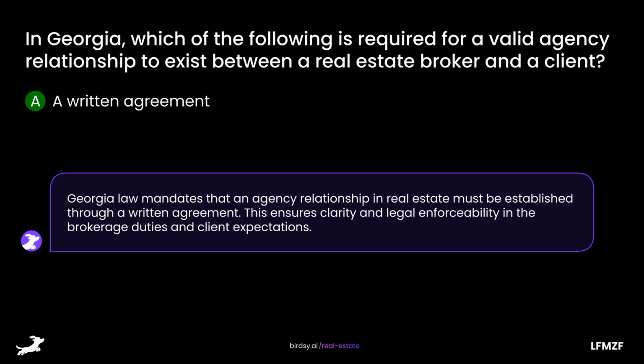Georgia law mandates that an agency relationship in real estate must be established through a written agreement. This ensures clarity and legal enforceability in the brokerage duties and client expectations.